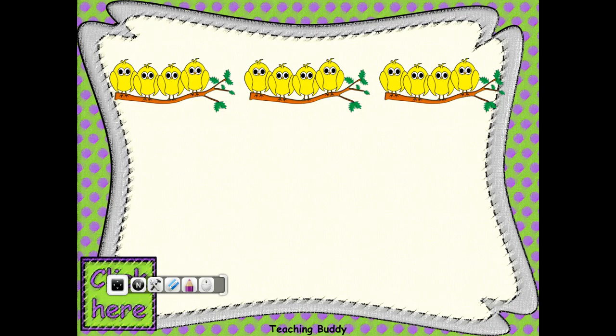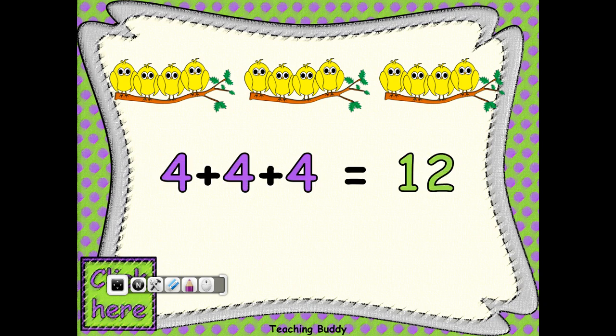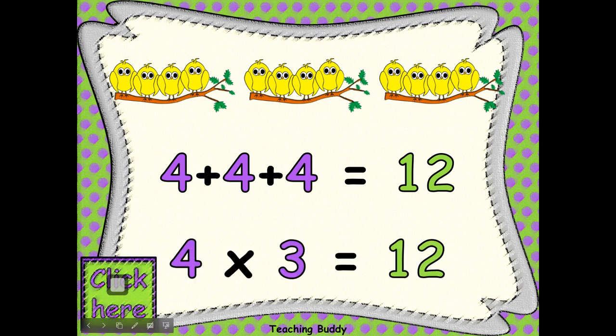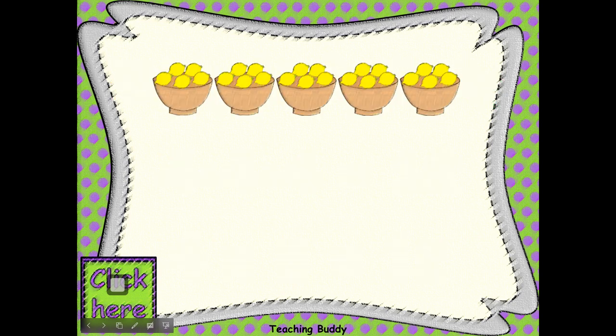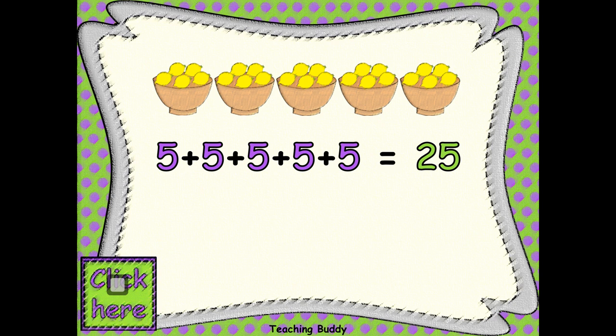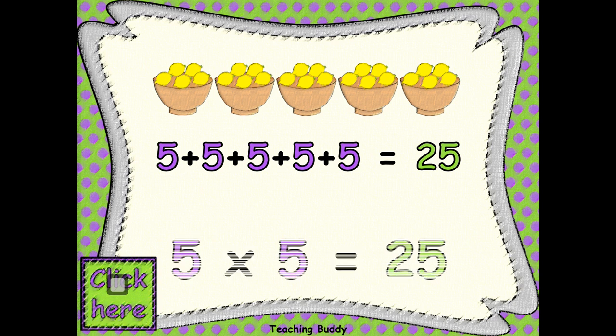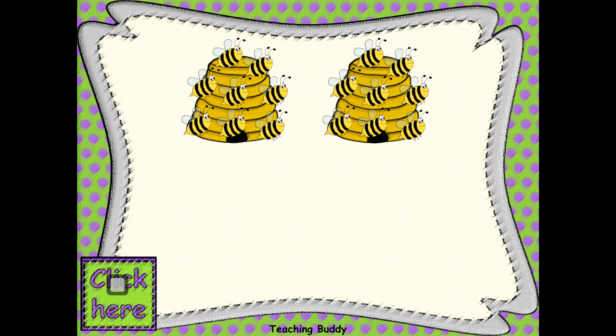All right, so this is where we're just going to double check our answers. So there's our owls. We did those together. We knew we added 4 and 4 and 4 to get 12, or 4 owls in each group, and there are 3 groups, so 4 times 3. With our lemons, we knew we had 5 lemons in each bowl, and there were 5 bowls. So 5 plus 5 plus 5 plus 5 plus 5, or 5 lemons in 5 groups, so 5 times 5.